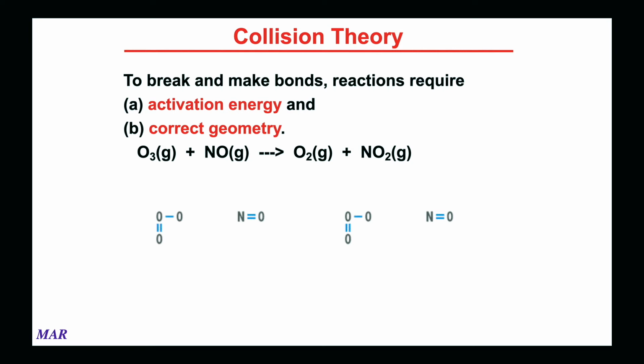So I want to show 3 videos here, and they're all about the reaction of ozone and nitrogen monoxide to make oxygen and nitrogen dioxide. One of the videos will show when the molecules come together, but with insufficient energy to make anything happen, like you don't have enough energy to break bonds and make bonds. One of them will be the right energy, but the incorrect geometry. And then finally, we'll look at a video where you do have the right energy and the right geometry.